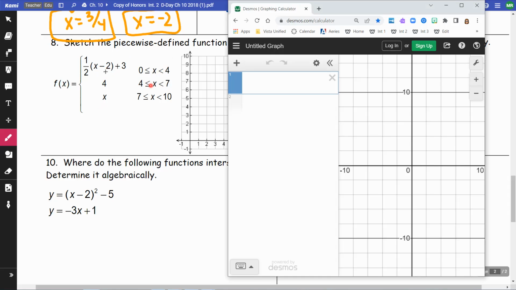And this kind of looks like a parabola, but this is also point slope form, where the point is going to be (2, 3), just like if it had been a vertex. Then my slope is going to be up 1 over 2. So let me just put this in so we can see. So y is equal to 1/2 the quantity x minus 2, and then plus 3.